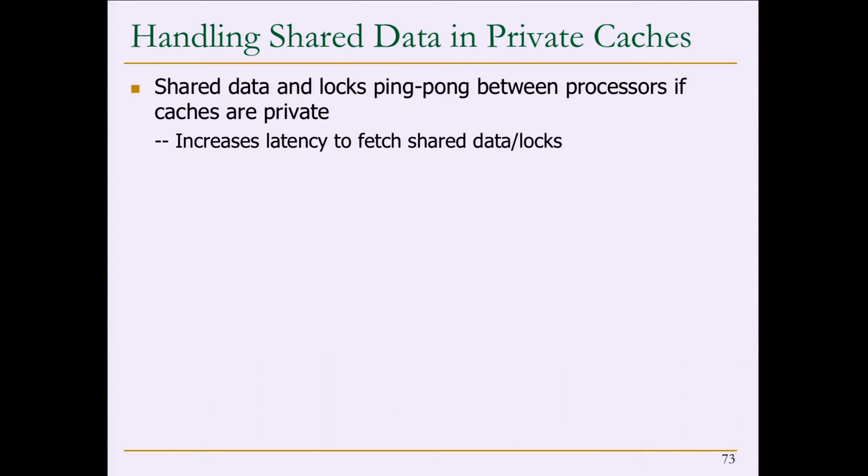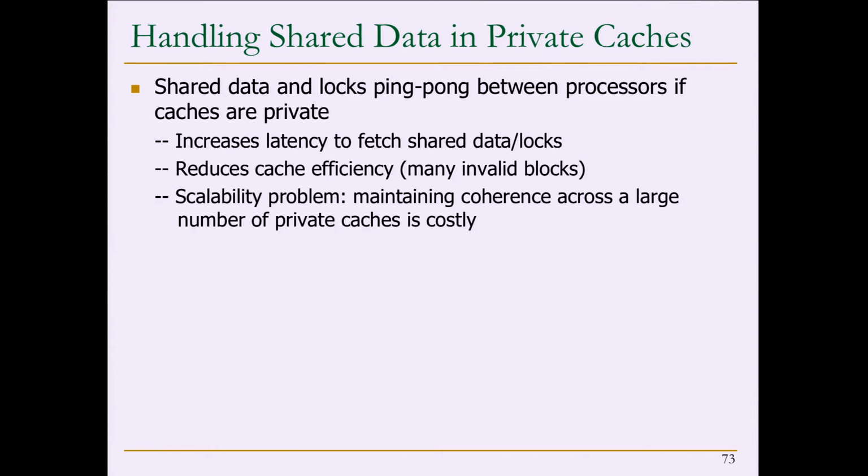Actually, if you parallelize your application and you see performance reducing, there are many, many reasons, of course, but one of the reasons could be this ping-ponging of shared data unlocks. This increases the latency to fetch shared data unlocks, and it also reduces cache efficiency because it causes many invalid blocks in your cache. And there's also another problem, scalability. How do you maintain coherence across a large number of private caches? It's actually costly. If you want to have 1,000 core processors, how do you maintain coherence across them? 10,000 threads, in a GPU for example, how do you implement coherence? Do you want to implement coherence? These are actually research areas that people are looking into.